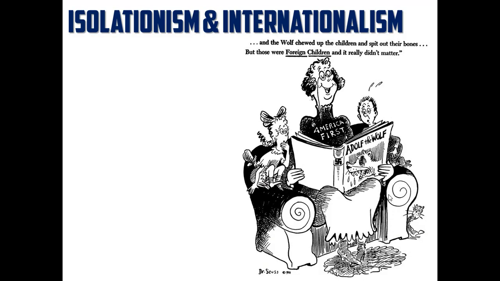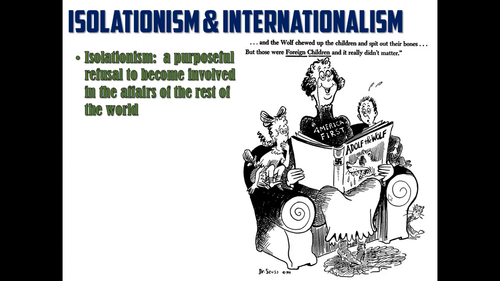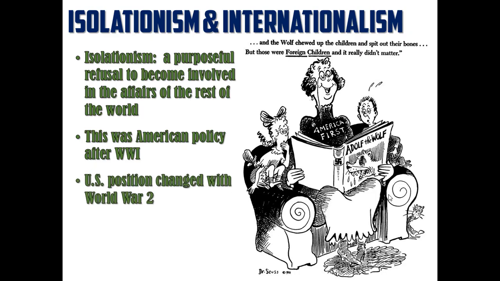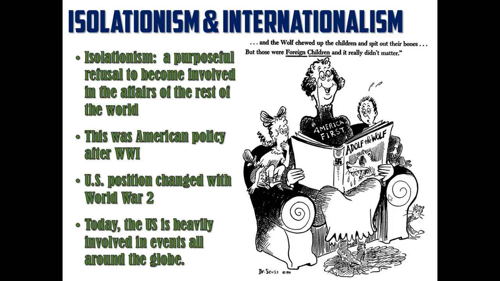So a couple of things to go over relating to foreign policy are isolationism and internationalism. These are two approaches to how the United States deals with other nations. Isolationism is a purposeful refusal to become involved in the affairs of the rest of the world. So this was America's policy after World War I, kind of just like let the rest of the world take care of itself. This position changed with World War II. Today, the US is heavily involved in events around the globe.